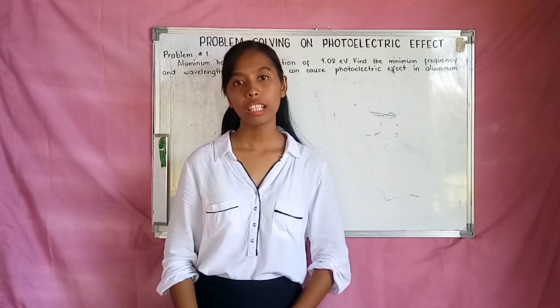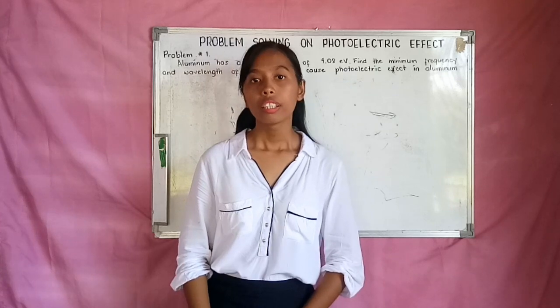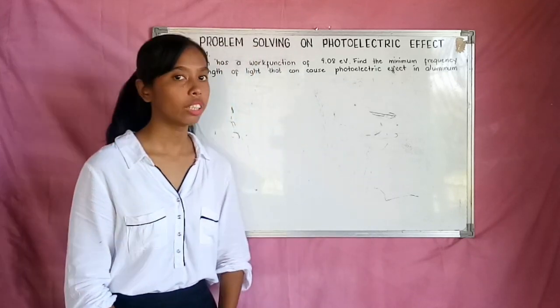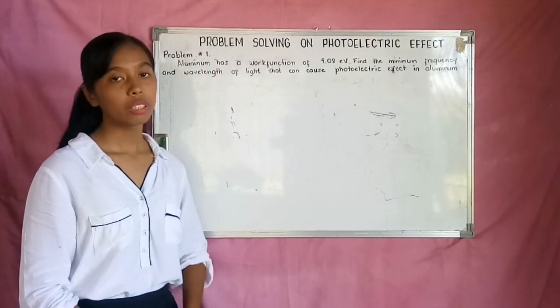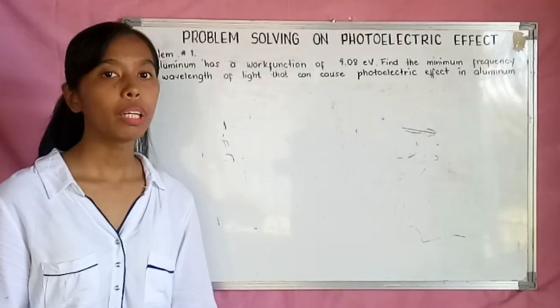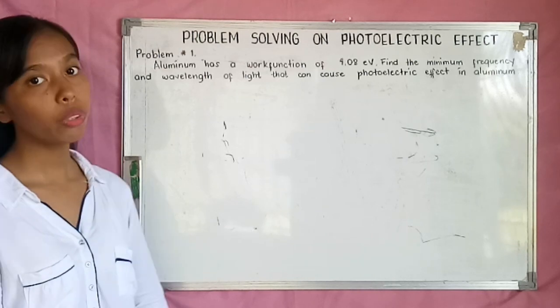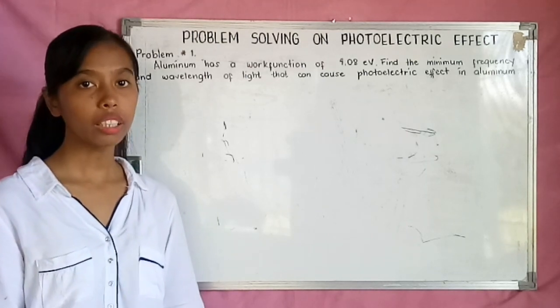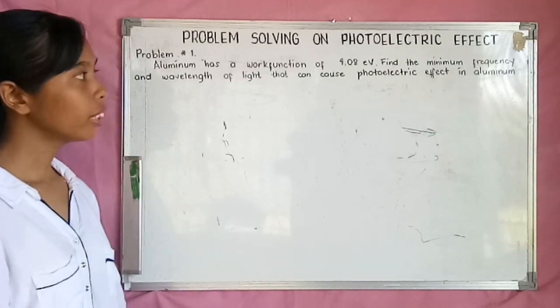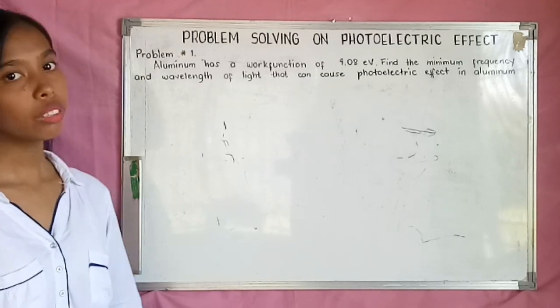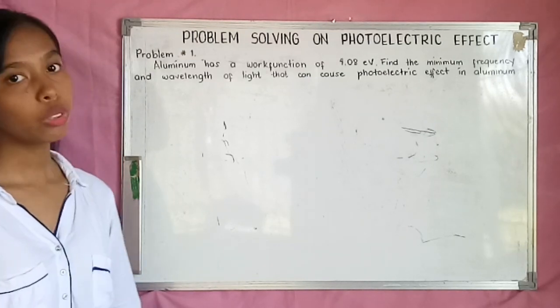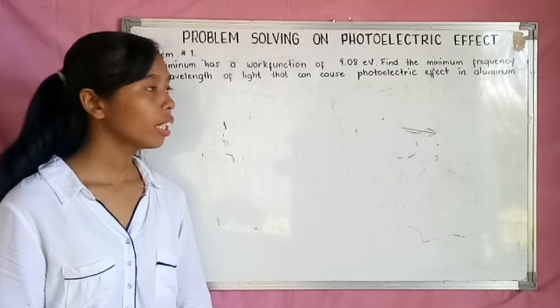New concept and knowledge in modern physics. The main focus of our discussion is all about problem solving and photoelectric effect. The problem that we are going to be solving is this, which says that aluminum has a work function of 4.08 electron volts. Find the minimum frequency and the wavelength of light that can cause photoelectric effect in aluminum.